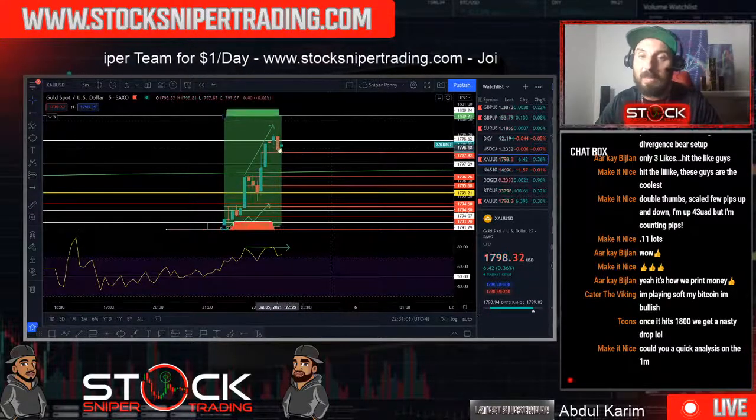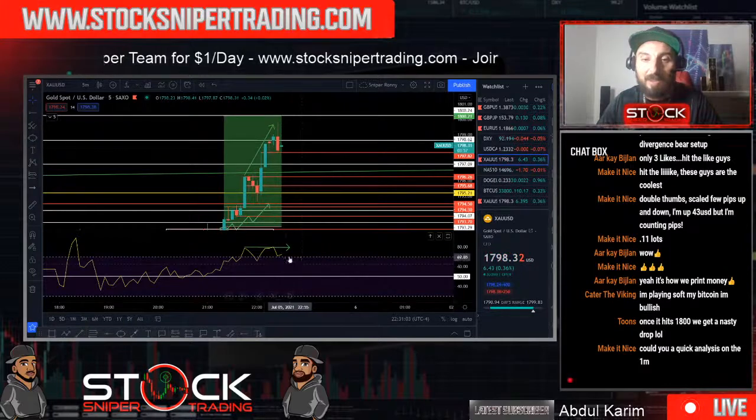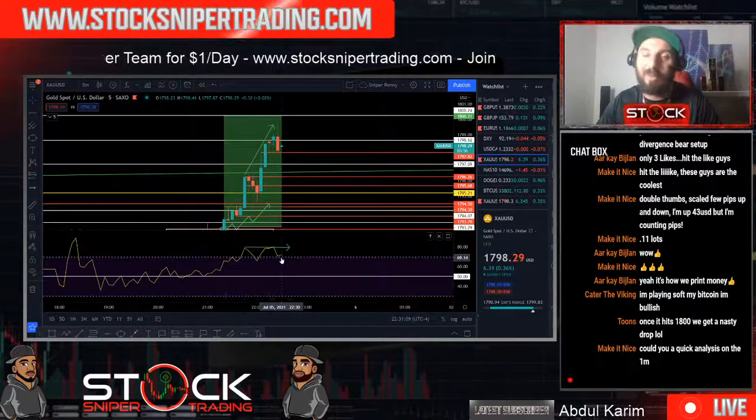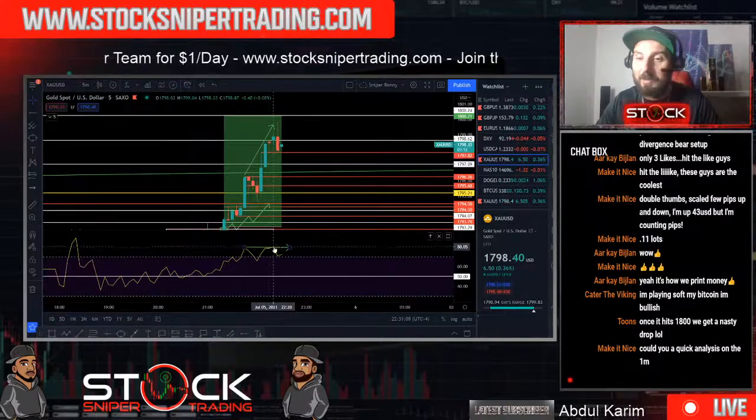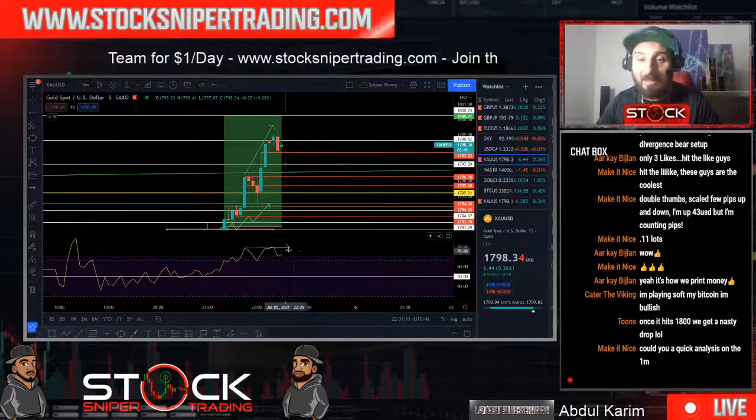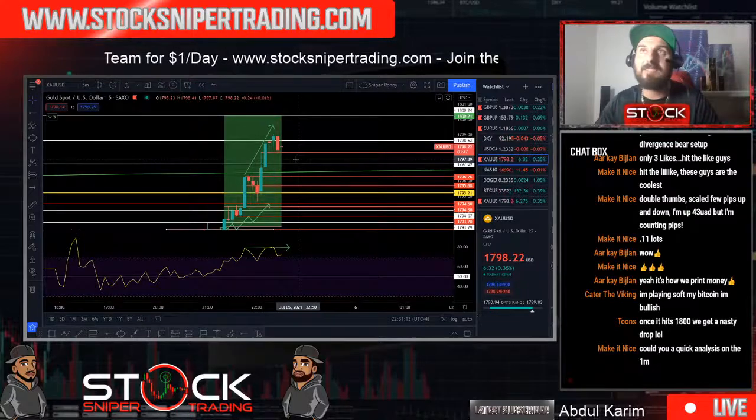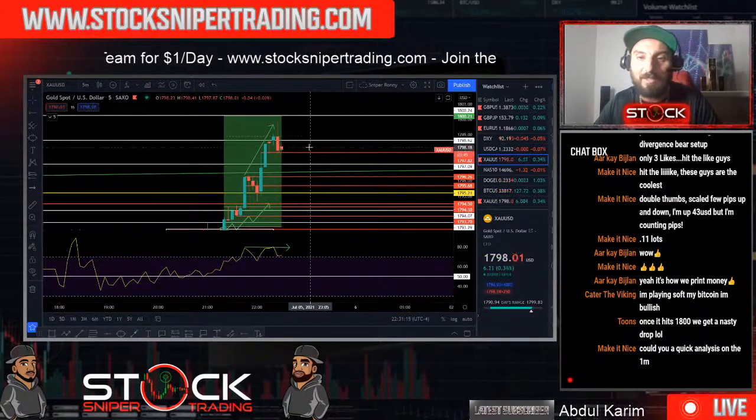Because if this wants to continue moving and it wants to continue to make higher highs, RSI is still making higher lows up here, believe it or not. We've had all these multiple times where we've touched 80 and it wants to continue moving. We can't stop gold. Gold, if it wants to move, it will move.